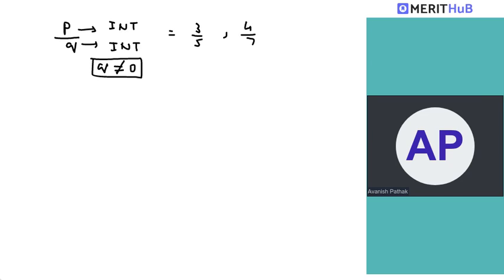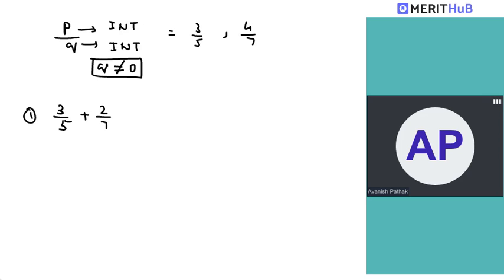Again, if I go by the fraction operations, we can have addition, subtraction, multiplication, and division. We'll see all of those one by one. So suppose there are two fractions. We just add 3 by 5 and plus 2 by 7.